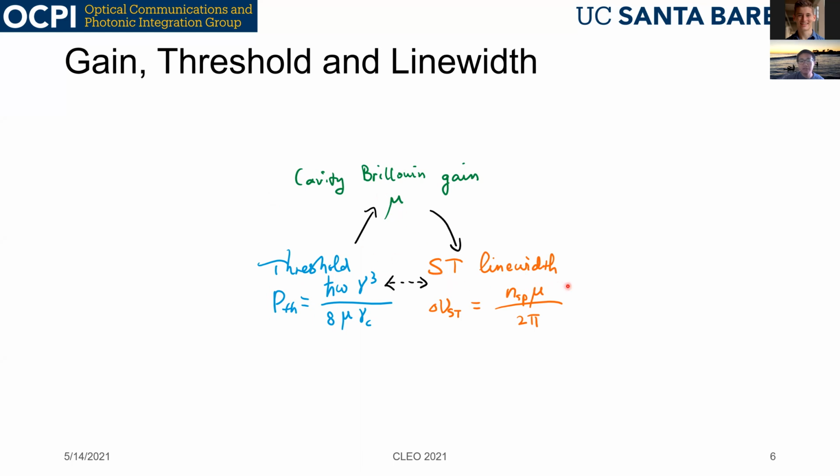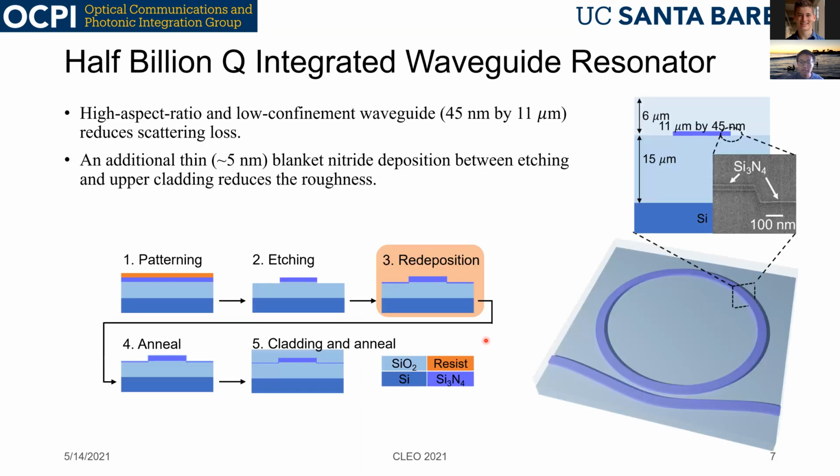And then using this equation we just talked about, that the minimum Schawlow-Townes line width is actually a function of only the cavity Brillouin gain, we can predict the minimum Schawlow-Townes line width we can achieve, and then we can measure it to see if our prediction is valid, which I'll talk a little bit more about in detail with measured line width and calculations. So as I mentioned a little bit earlier, the resonator Q is very crucial to achieve low threshold and narrow line width emission.